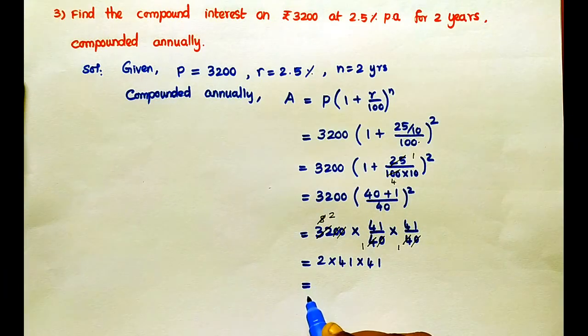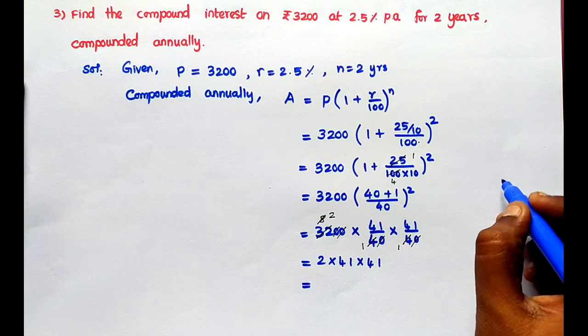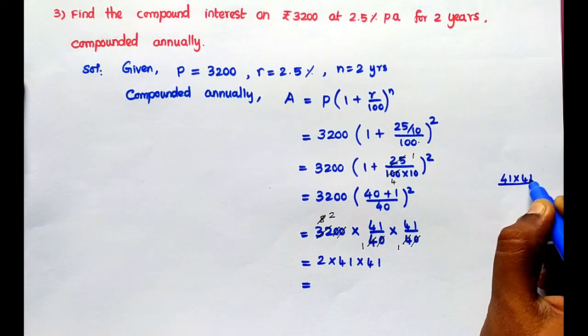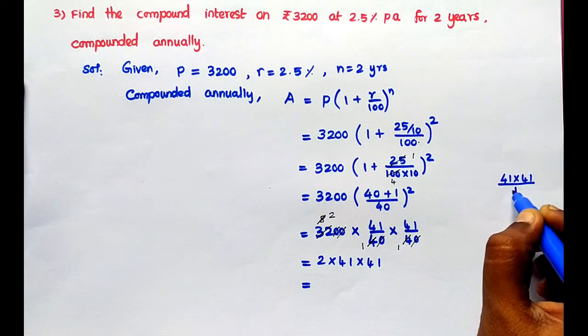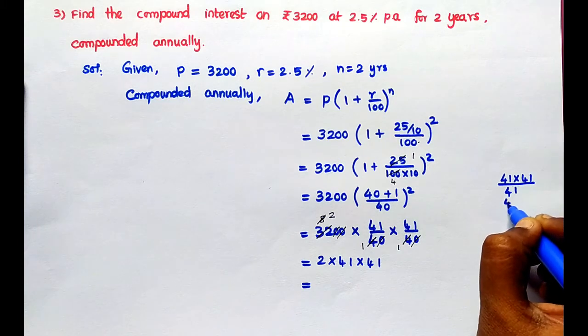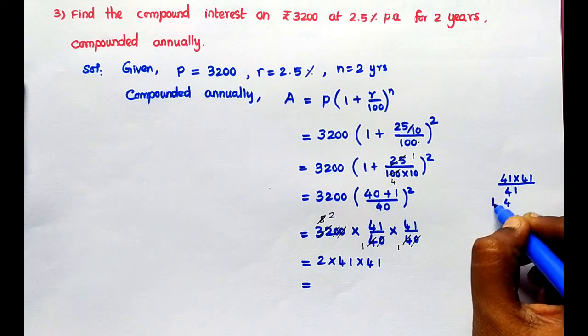How much? 41 into 41. 1 1 is 1. 4 1s are 4, 4 4s are 16.